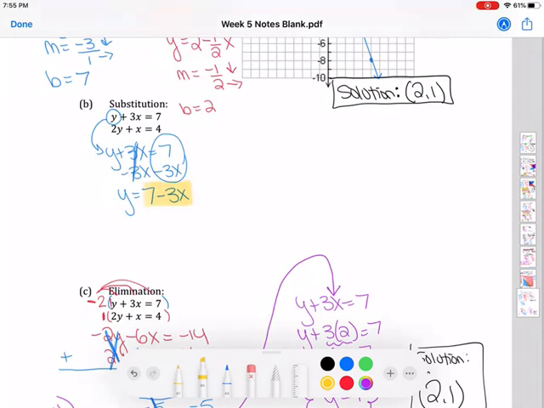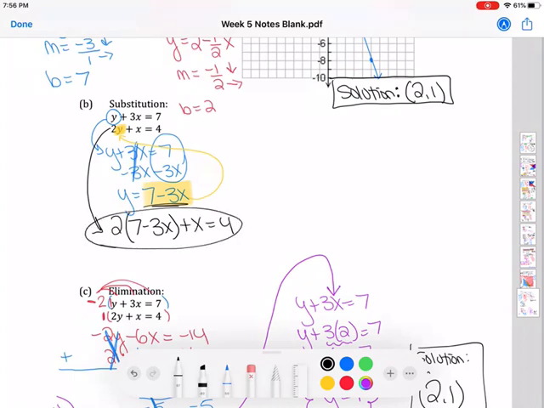Okay, now look at what we have here. We just found out that y is equal to 7 minus 3x. So I'm going to take that, and I'm going to plug it into my other equation in place of y. All right, so here we go. This second equation is going to be 2 times, in place of y, I'm substituting in my other equation's value for y, which is 7 minus 3x, and then the rest comes down, plus x equals 4. This is the equation that has only x's in it now because I substituted in place of y, and now I can solve this for x.